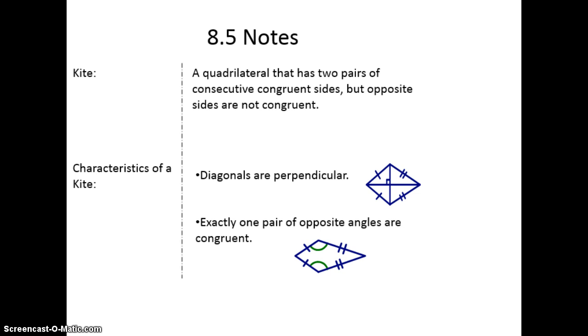So if I draw on the diagonals of a kite, then I have a 90-degree angle right at the middle, which is nice because that creates a right triangle. And then I have exactly one pair of opposite angles that are congruent. So these angles would be congruent where this angle is not congruent to its opposite angle.